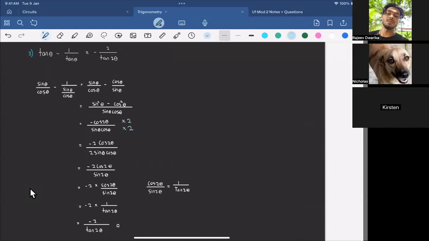But I realized I made a mistake because I had 2 over tan theta, which is impossible. It's really supposed to be 2 over tan 2 theta. That was my bad. Even if it was going well, I think you're going wrong because you're not seeing what you're supposed to get.